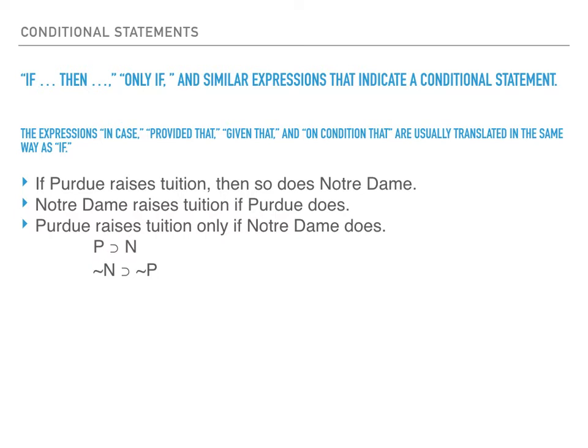But the way the book tells you to remember it is just that when you see the words only if, then put what comes after it into the consequent of the conditional statement. That's just a quick and easy way to remember what's going on here.